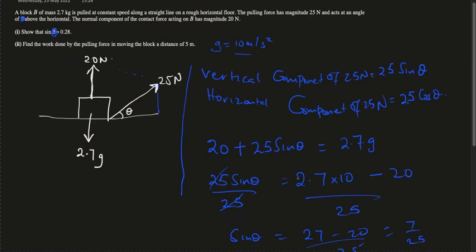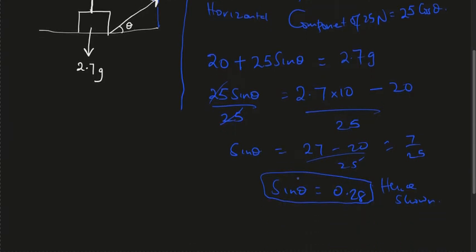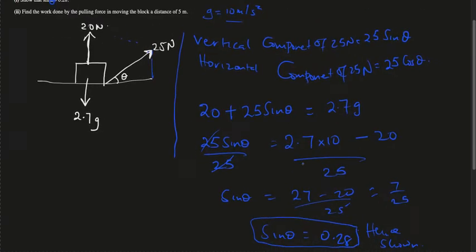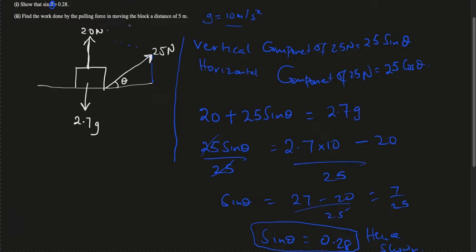So let's do part two. Find the work done by the pulling force in moving the block a distance of 5 meters. Okay, distance of 5 meters. Just a minute.